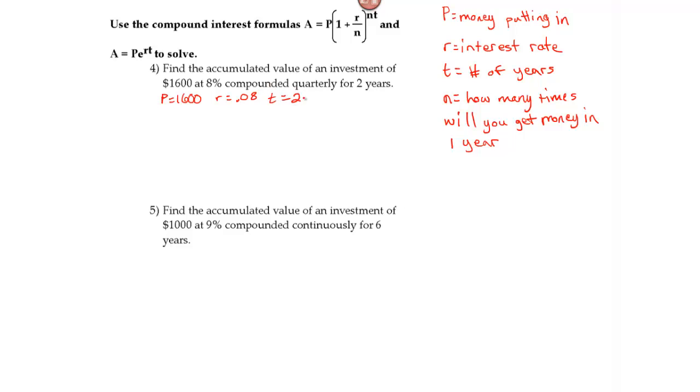T is 2 years, and then compounded quarterly, that's what's telling us how many times in a year we're going to get money. If I told you, hey, I'm going to give you money, I'm going to pay you quarterly, how often am I going to pay you in 1 year? I'm going to pay you 4 times. So that tells us that N is 4. If we have an N, that means we're going to use this formula up here. And so we plug it in.